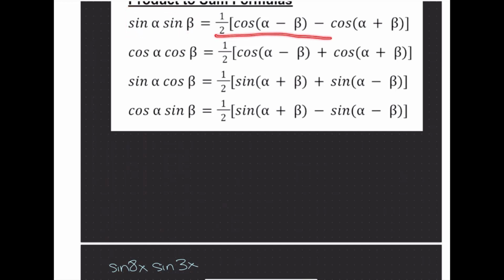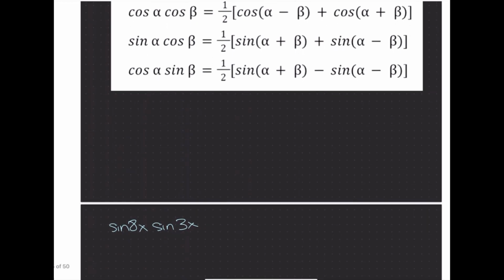So we have to rewrite this big long guy. On our problem, let's go ahead and put it out there. This one is 1/2, and then in brackets, cosine of alpha minus beta minus cosine of alpha plus beta. We can close our little brackets. So we just need to figure out what our alpha and beta are. What's our 8x going to be?